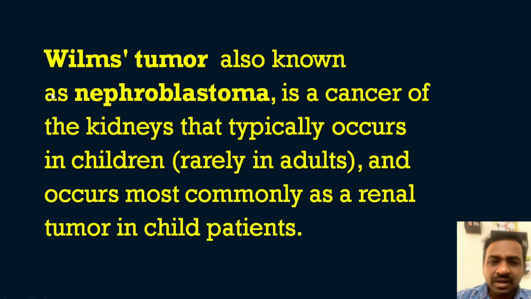Another option was the Wilms tumor. So this is related to the kidney, also known as the nephroblastoma. It is a cancer of the kidneys that typically occurs in children and rarely in adults, and occurs most commonly as a renal tumor in child patients. Okay, so Wilms tumor, otherwise known as nephroblastoma, children. Okay, these three terms keep in mind.